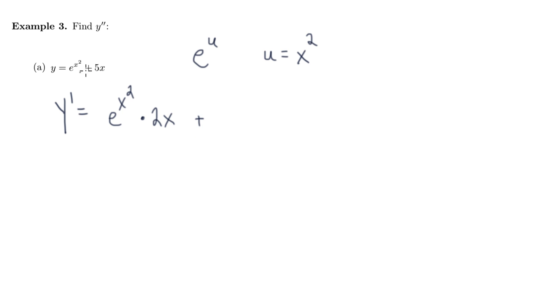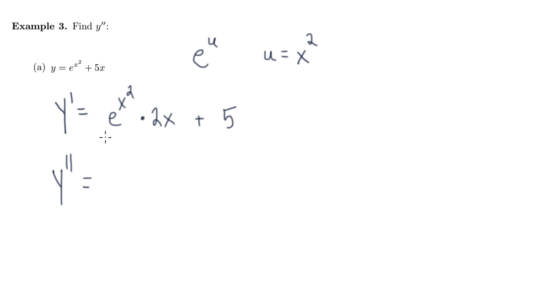Alrighty, and then plus derivative of 5x, that's easy, it's just 5. Recall that this is x to the first, so we bring down the 1 and it becomes x to the 0, which is just 1. Okay, so there's the first derivative. So the second derivative, like we said, is just the derivative of the first derivative.